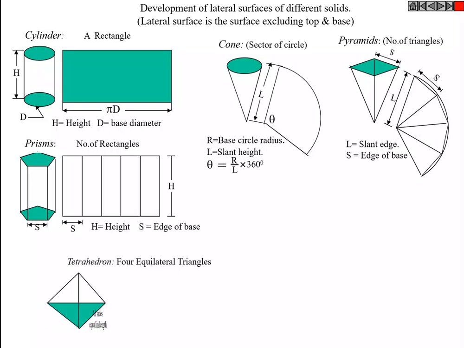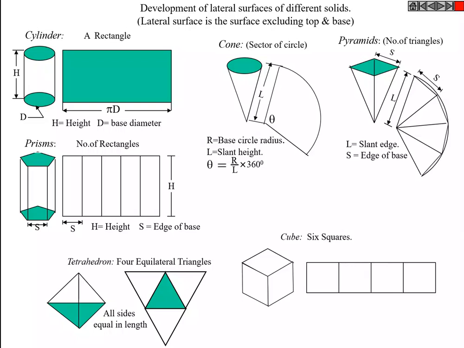If it's a tetrahedron, it will be 4 equilateral triangles, all sides having equal length. The base triangle will be the same. If you unfold the remaining 3 triangles, they will open at the side. Like this, you'll be able to do development of the lateral surface of the different solids. We'll keep on applying this to the basic solids by passing the section plane and developing the surface. If you take a cube, it has 6 squares. You can lay 4 squares at the side, and 2 flaps at the corner you can open. Like this, it will have 6 squares.